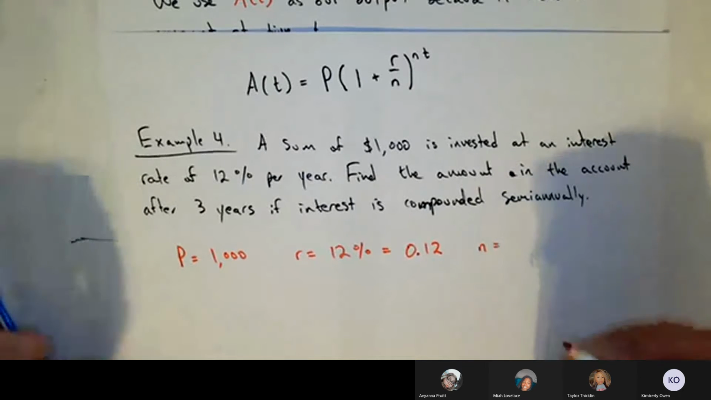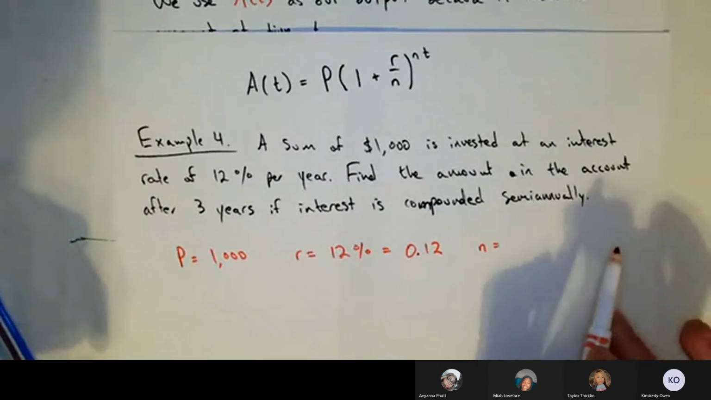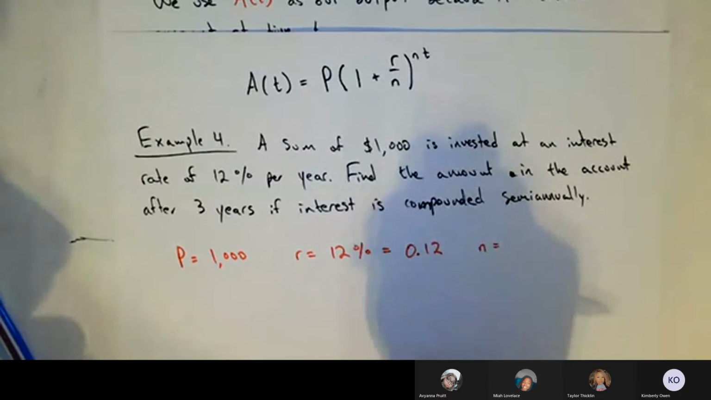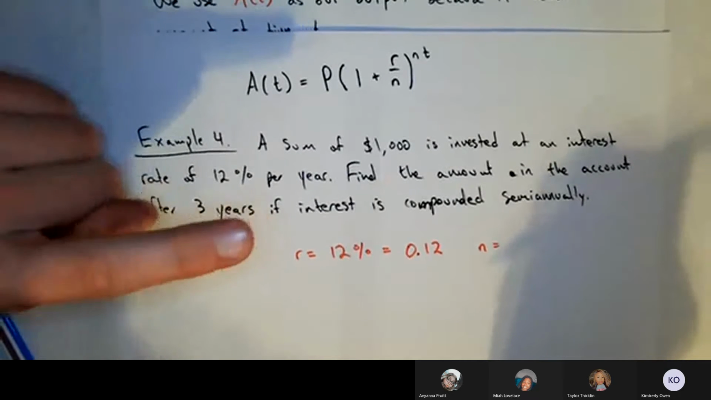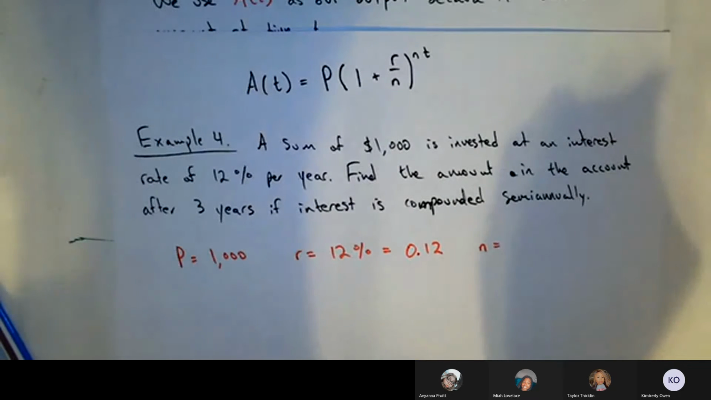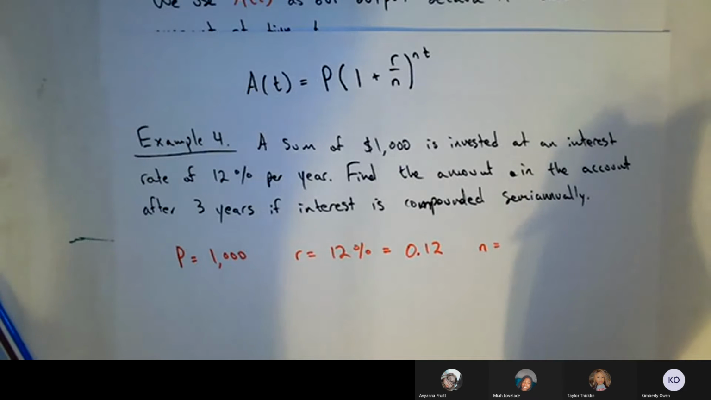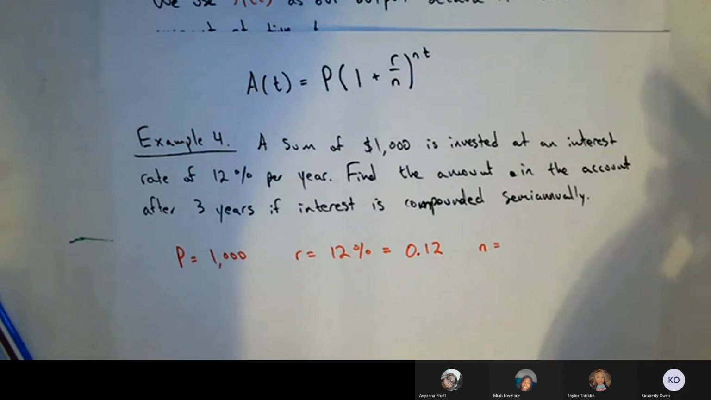N is going to come from how many times it compounds per year. Semi-annually means twice a year. You just kind of got to know that. So annually means once a year. Semi-annually means twice a year. Quarterly means 4 times a year. Monthly, 12 times a year. Daily, 365 times a year.